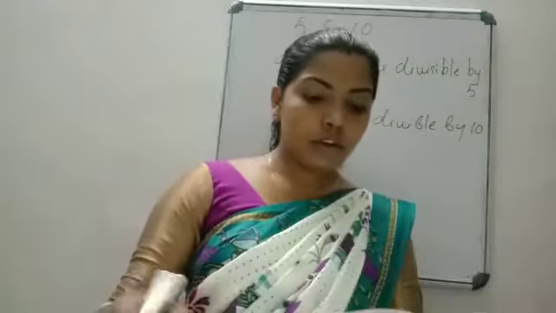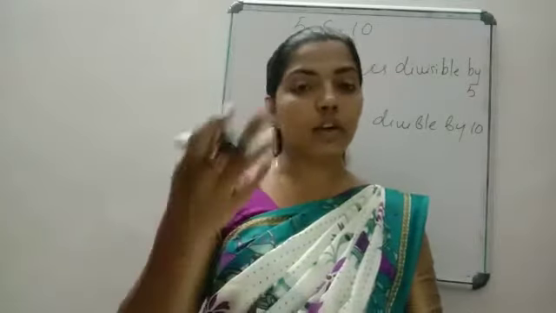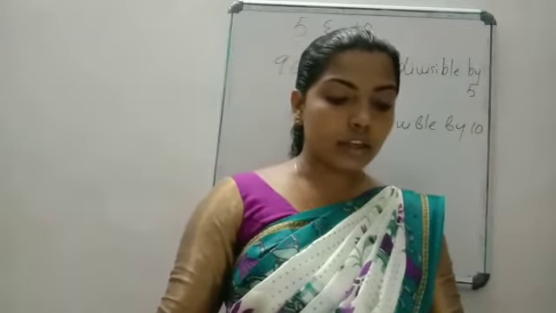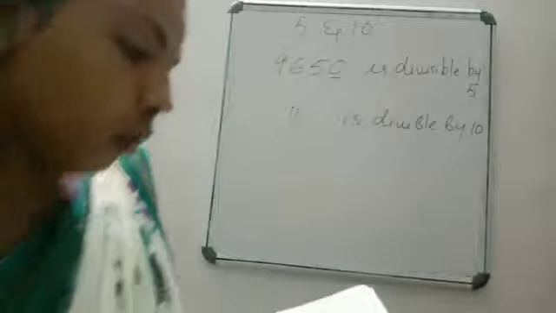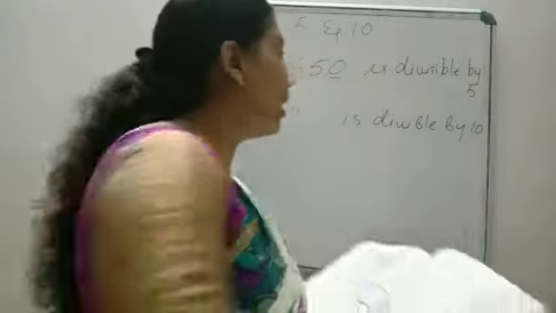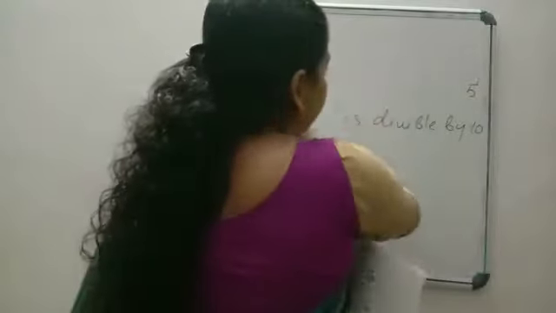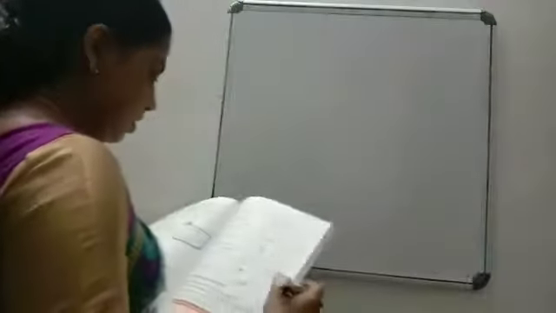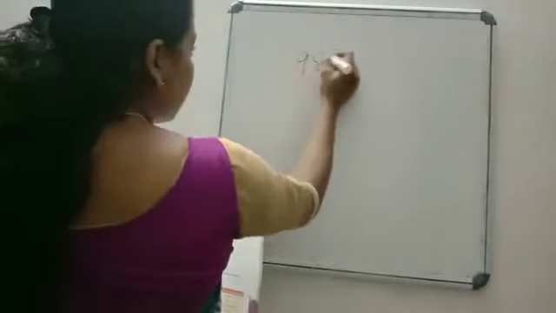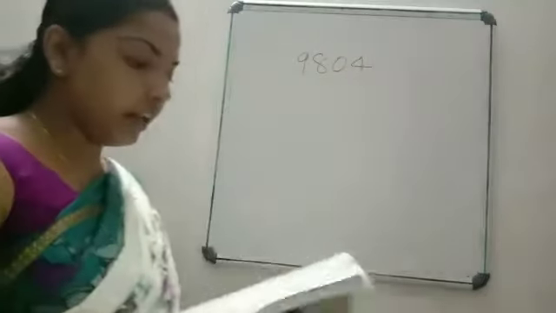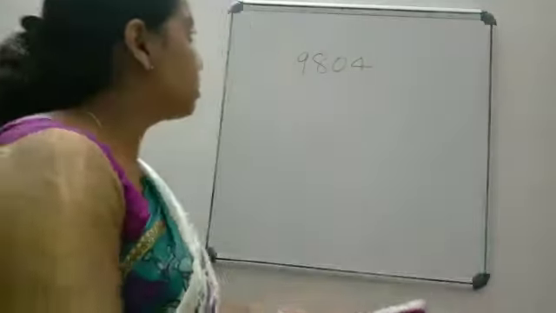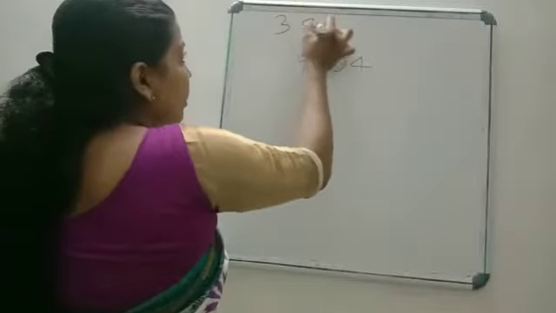And now 2 more questions are remaining that you can do as homework. Now see the third question. Check if the following numbers are divisible by 3 and 9. The question is 9804. We have to check the divisibility by 3 and 9.